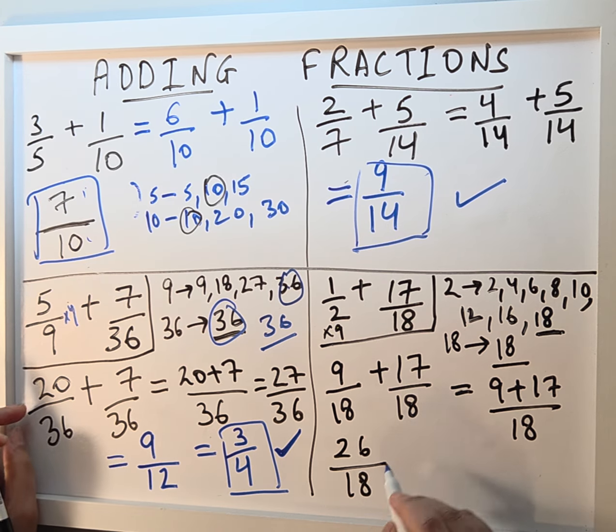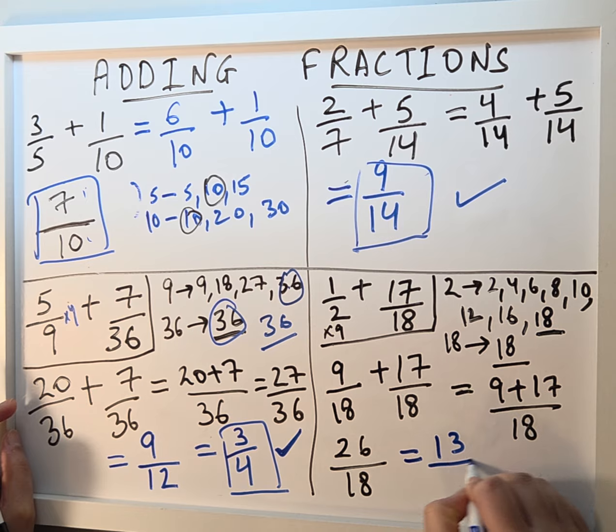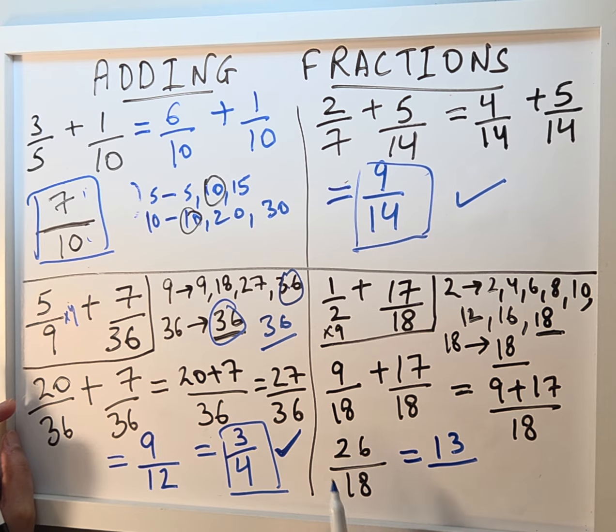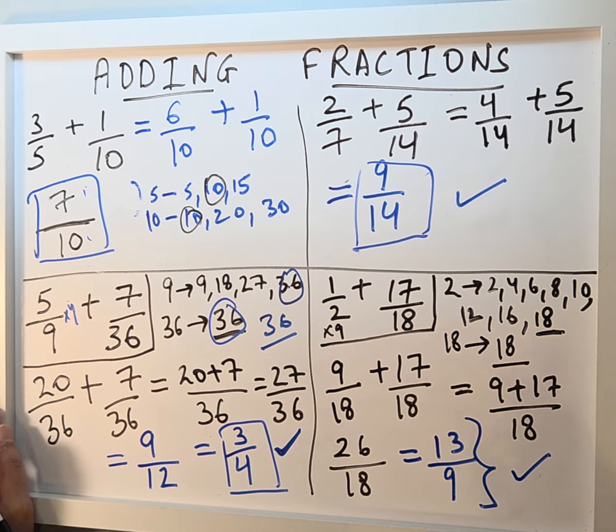Can this be reduced further? Yes, both are even numbers. They will be divisible by 2. If we divide by 2, we get 2 into 13 is 26 and 2 nines are 18. Now 13 and 9 don't have a common factor. So 13 by 9 is our final answer. I hope this is clear on how to add fractions.